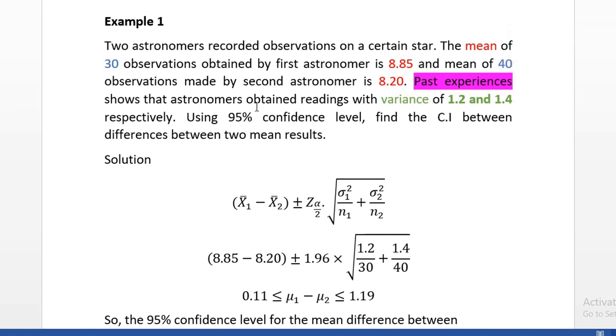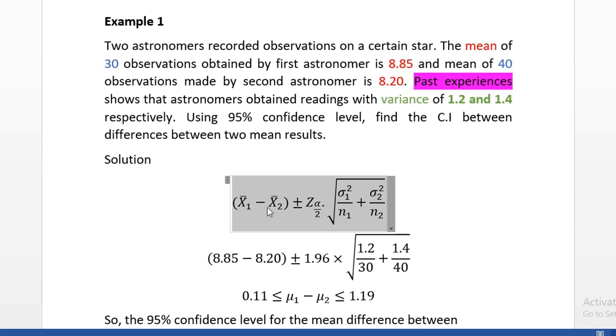Past experience shows that astronomers obtain readings with variance of 1.2 and 1.4 respectively. What is past experience? It means we have some prior knowledge from prior studies that the variances are 1.2 and 1.4 respectively. So you can assume these two values as our sigma 1 square and sigma 2 square. That means the population variances are known. So we have to use this formula to construct our confidence interval.